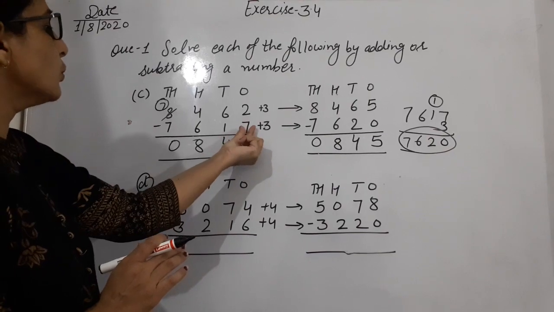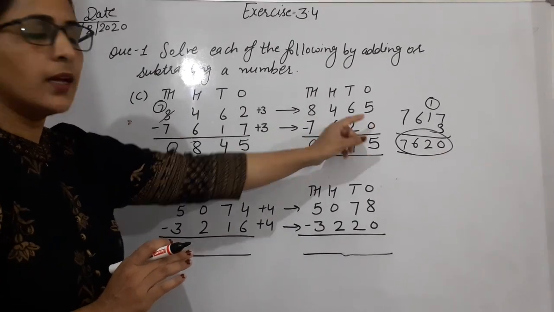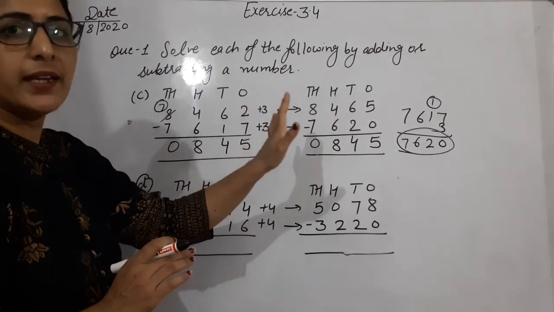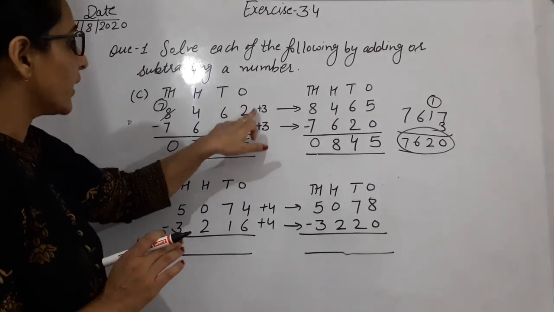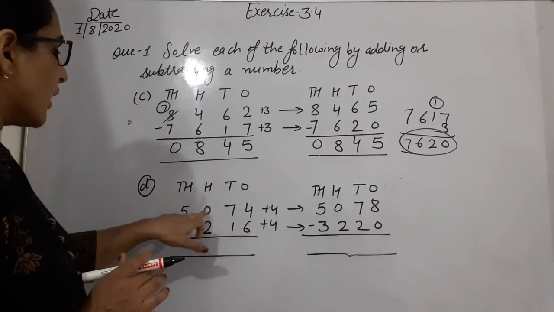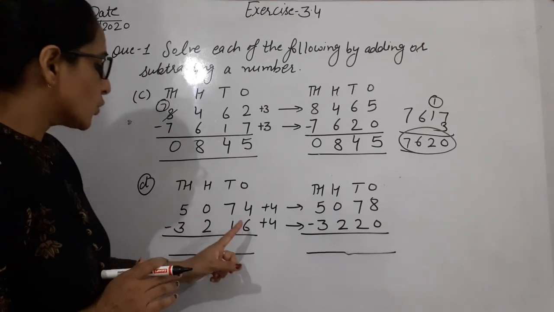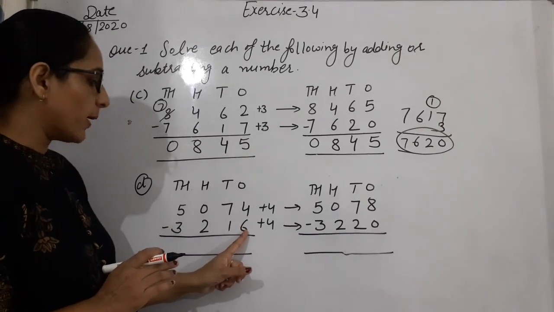Simply, beta, you convert this one ending by 0. Clear? By adding, otherwise by subtracting. But add or subtract by the same number. Now part number D. 5074 and 3216. So now we convert this one by 0.